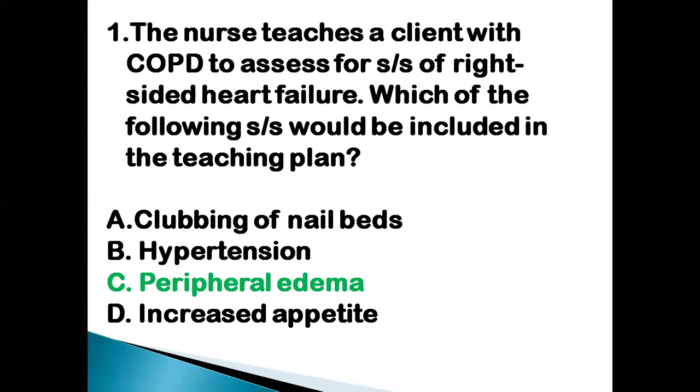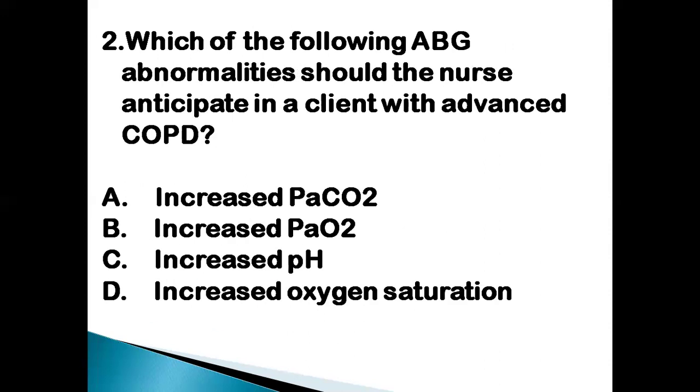Can we move on to the next one? Which of the following ABG abnormalities should the nurse anticipate in the client with advanced COPD? Some problems should be anticipated by the nurse, so with which of the ABG? Here the options mention increased PaCO2, increased PaO2, increased pH, and increased oxygen saturation.